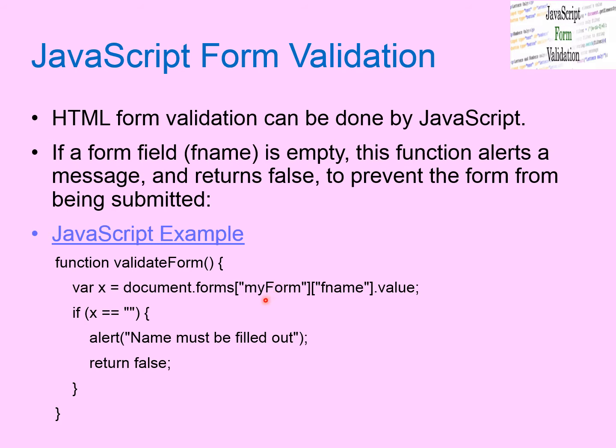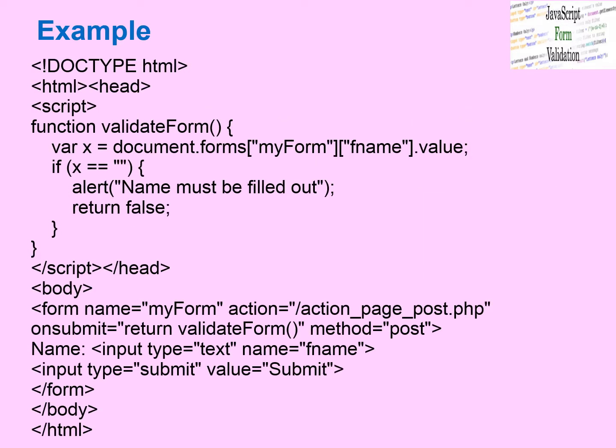So what is happening here is that JavaScript is trying to access the value from the fname field which is in myForm. That value is stored in x. If x has a null value, an alert message will be generated with the message: name must be filled out. This is a simple example for JavaScript form validation. Here is the exact example.